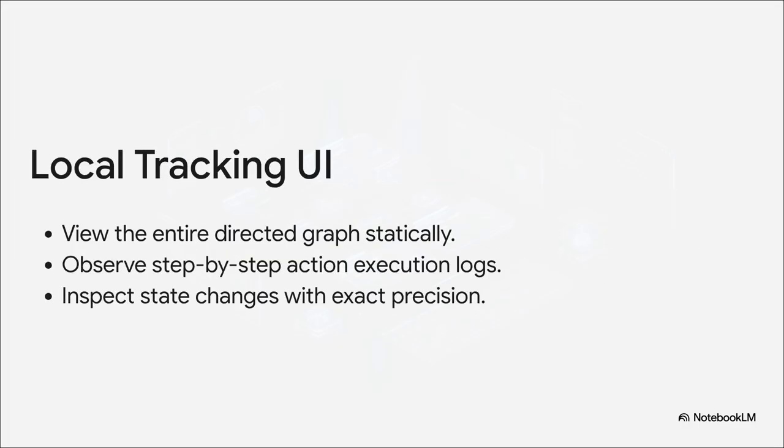And because we attached that local tracker in our builder, we can just pop open our browser to localhost 7241 and see the Burr UI in all its glory. It reveals everything. You get a static visual map of the entire directed graph. You get step-by-step logs of every single loop of that increment action. And you get perfect state introspection, showing exactly how the variables morphed from 0 up to 3. This level of transparency makes debugging an absolute breeze.